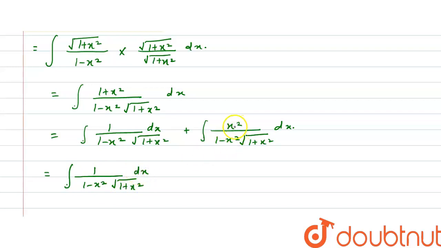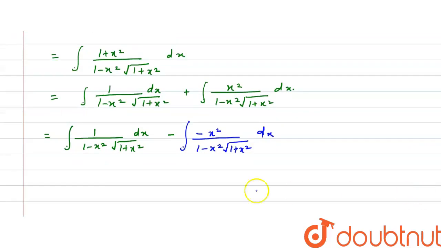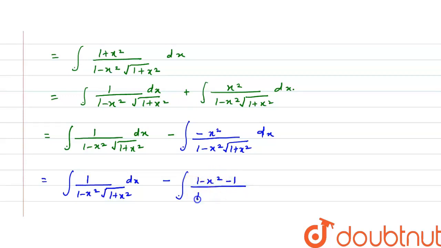Now in the numerator we make 1 minus x square. So we take the negative outside, minus of x square, and we can write minus x square as (1 minus x square) minus 1. So we take plus 1 minus 1. In the second step this is equal to minus the integration of (1 minus x square minus 1) divided by (1 minus x square) and square root of (1 plus x square) dx.